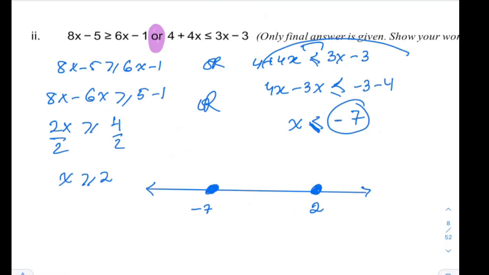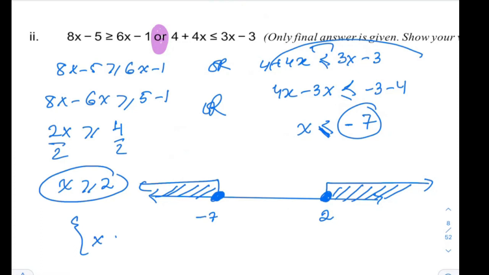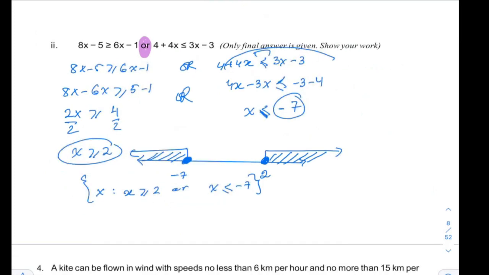And let's check. So x more than or equal to 2, so it is to the right, and less than or equal to minus 7, so it will be to the left, and the solution set will be all real numbers x such that x more than or equal to 2 or x less than or equal to minus 7. This is how we find the solution.